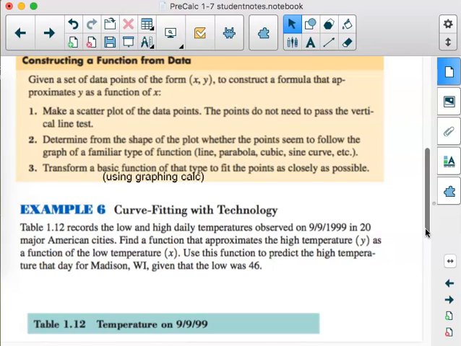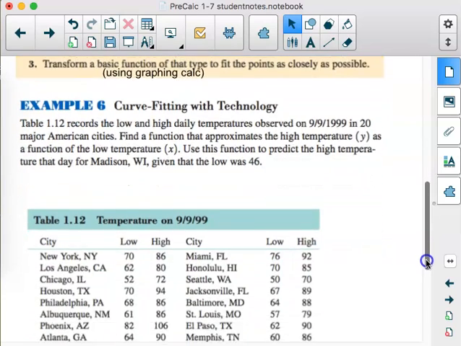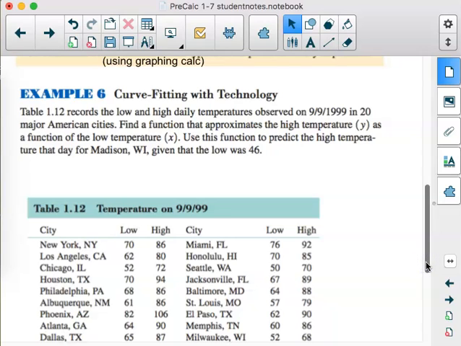Determine from the shape of the plot whether the points seem to follow the graph of a familiar type of function. So does it look like one of our 12 basic functions as you go through it? Lines, parabolas, cubics, sine curves, etc. Transform a basic function of that type to fit the points as closely as possible. That means we're going to use the graphing calculator, because the graphing calculator uses a process called least squares regression, and it's more accurate than we could ever get by hand.